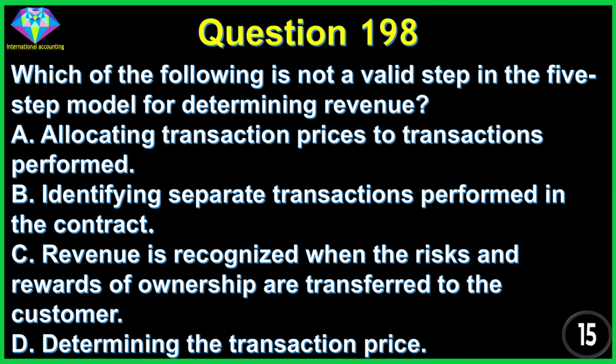Which of the following is not a valid step in the 5-step model for determining revenue? A. Allocating transaction prices to transactions performed. B. Identifying separate transactions performed in the contract. C. Revenue is recognized when the risks and rewards of ownership are transferred to the customer. D. Determining the transaction price. The answer is C. Revenue is recognized when the risks and rewards of ownership are transferred to the customer.